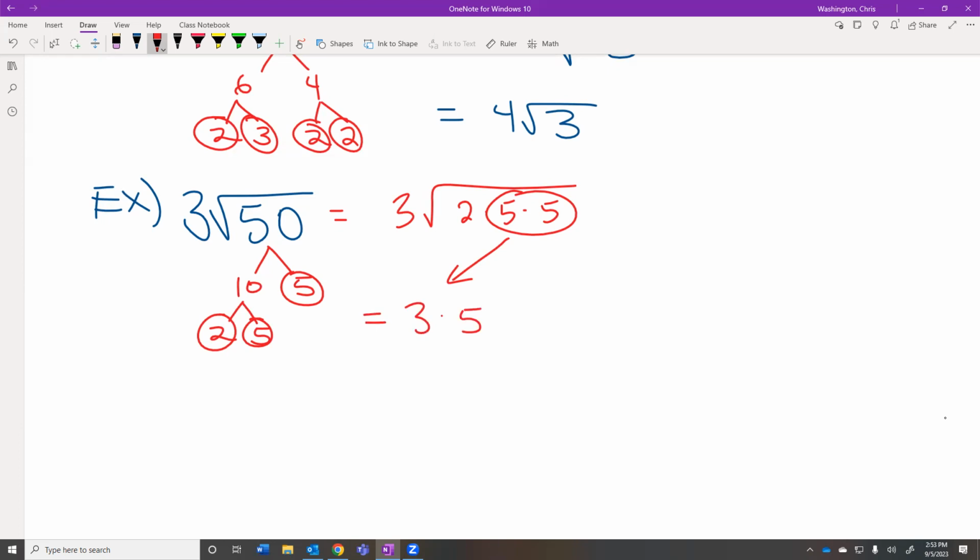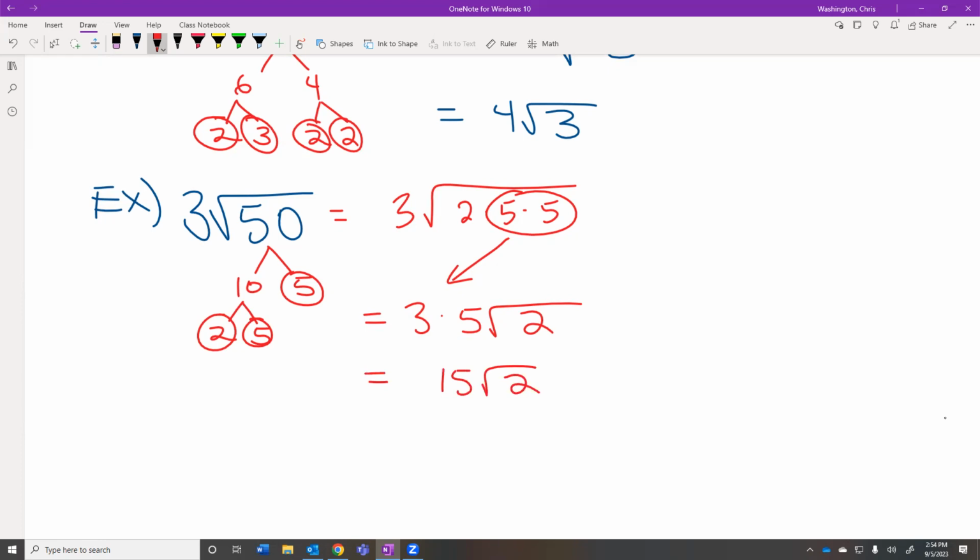So we're going to take that 3 that was already on the outside and just multiply it by anything else that ends up on the outside. And whatever's left on the inside just stays on the inside. And then we multiply the 3 and the 5 together, and we get 15 times the square root of 2.